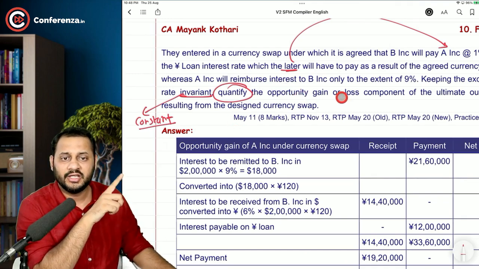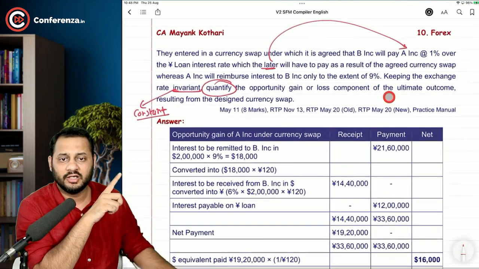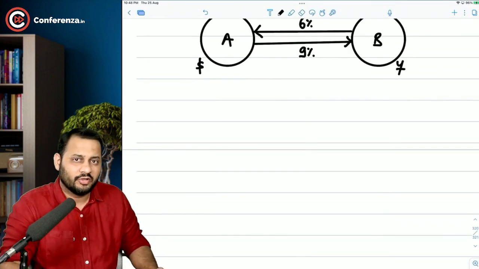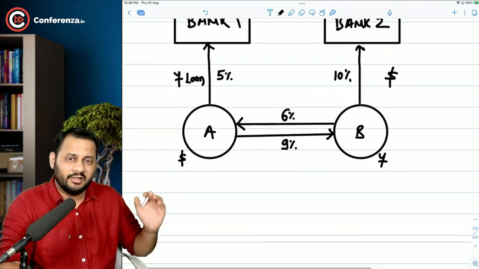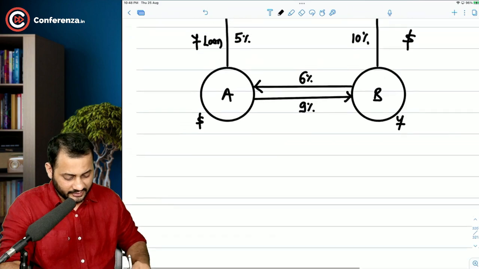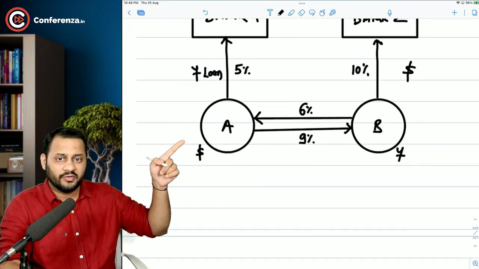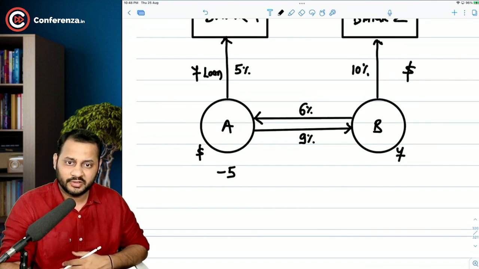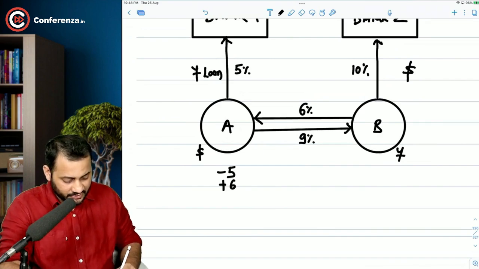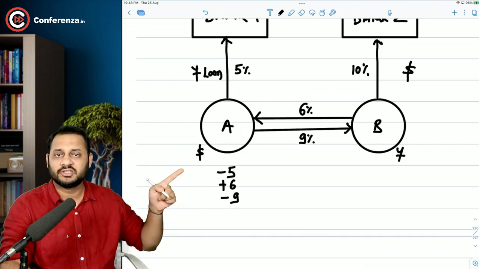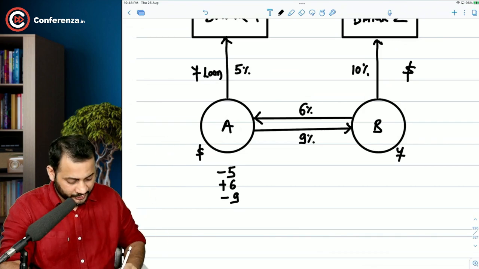The opportunity gain or loss component of the ultimate outcome resulting from the designed currency swap. See, if the word quantify would not have been given, I would have ended the question with a simple outflow and inflow of interest rate. Understand, the outflow of A incorporation is 5%. Receipt is 6% and outflow again is 9%. These are the swap transactions which is happening for A incorporation.